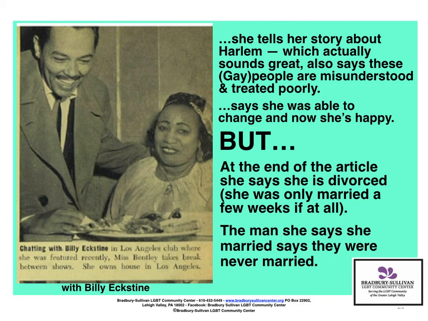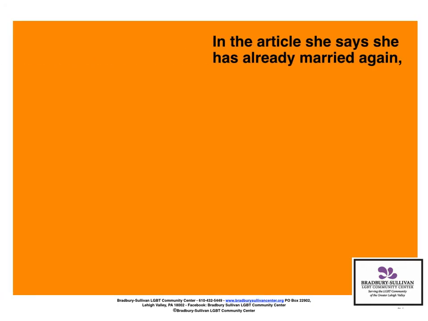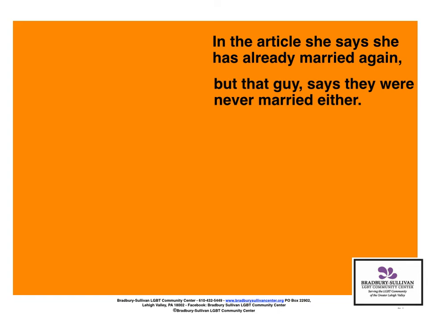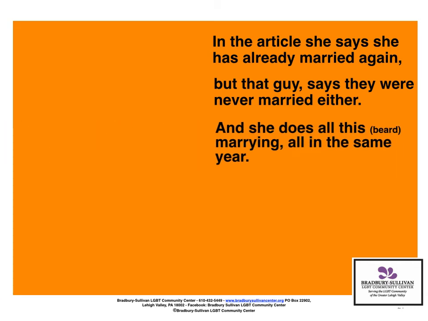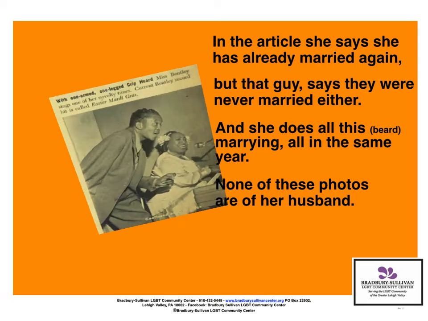Interestingly enough, the man that she said that she married actually said publicly that they were never married, and that it was all a hoax. In the article, Gladys Bentley says that she's already married again since she divorced the guy, and this all happened in 1952. And the new guy that she said she married also said that they were never married. And she does all of this beard marrying in the same year. And none of the photos in this article are of either of her husbands.